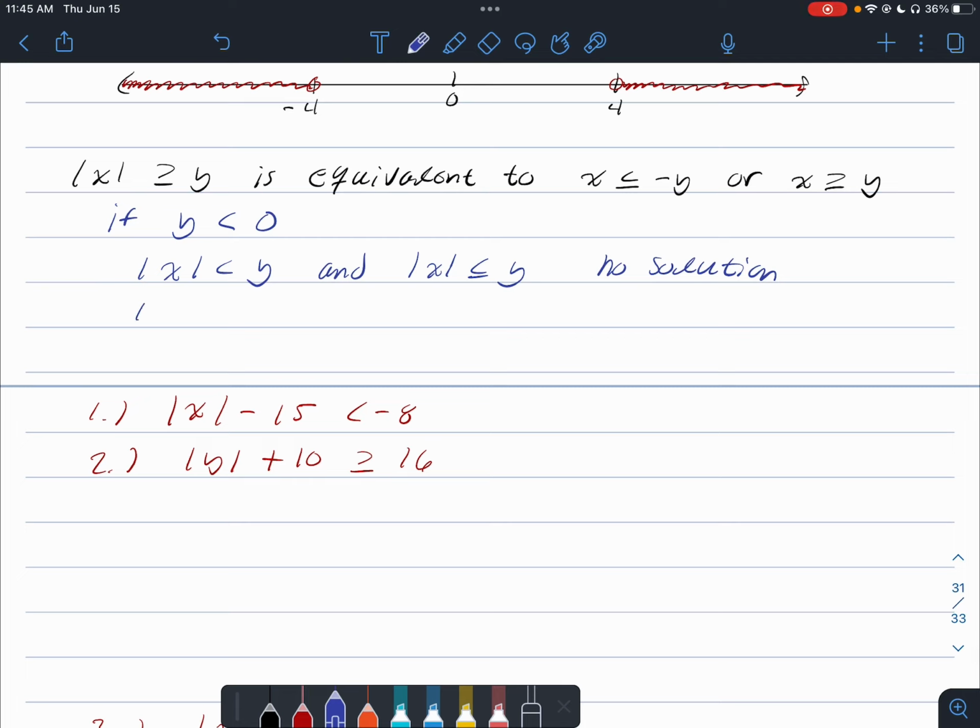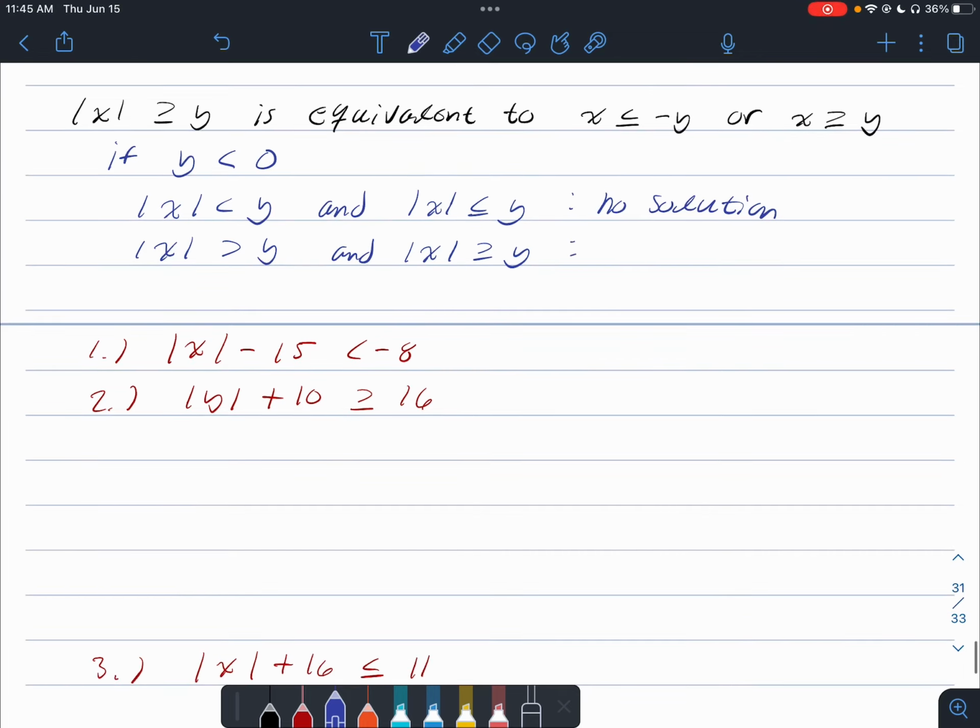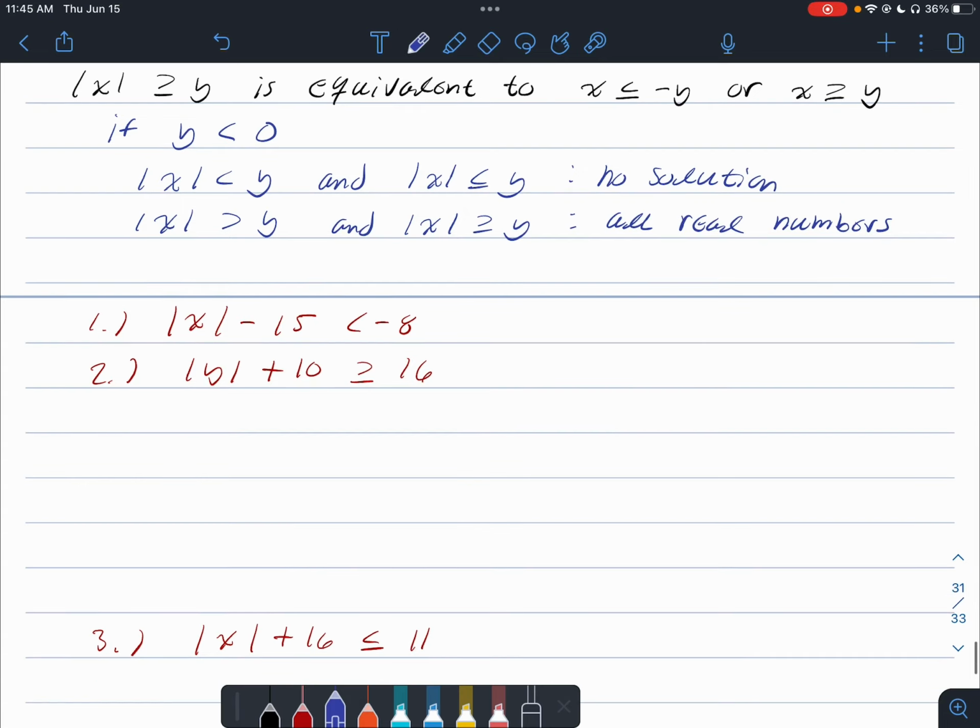But if we say all values of x that are greater than y, and all values of x that are greater than or equal to y, and you have some value of y that is strictly less than 0, this would be all real numbers, okay? That would be every number would satisfy that. If you want all values of x that have a distance greater than y, where y is a negative number, well, that would trivially be true. Okay, so all real numbers would be true for that.